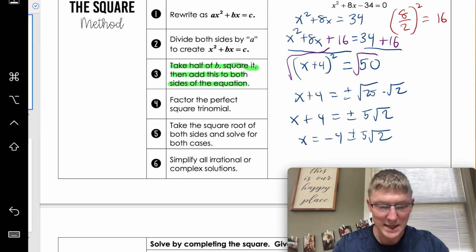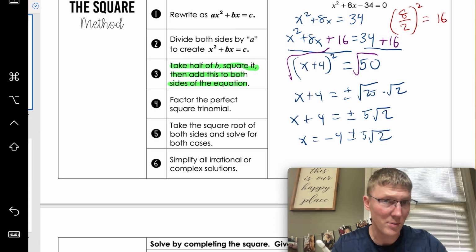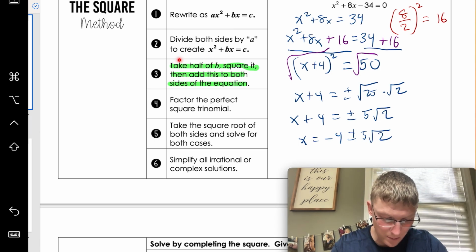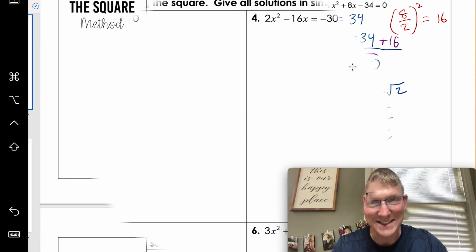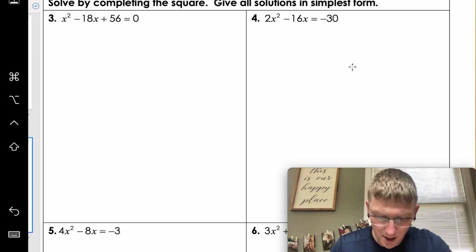So again, it's not terrible. It's kind of like the problems we've been doing, but this part right here, the step 3, is the new part. It's the completing the square part. So this is the part I want you to highlight, and this is the part that I think we might have the most trouble with. So how do we get through that? We practice. Okay, first practice problem up.